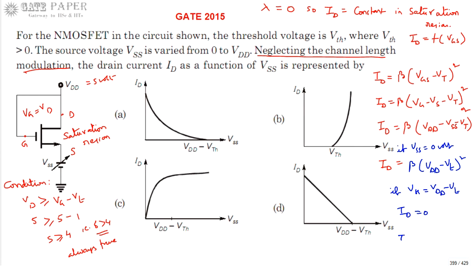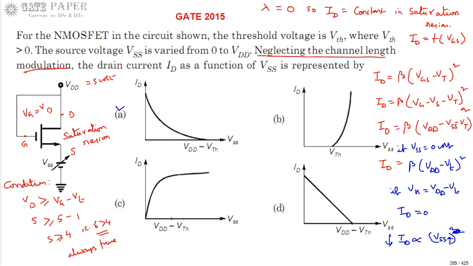So if you observe, ID is related to VSS square. It is related to the square, but it is reducing, because ID decreases as VSS increases. So the relationship looks like a parabola, and as VSS increases, the drain current decreases towards 0 when VSS reaches VDD minus VTH.